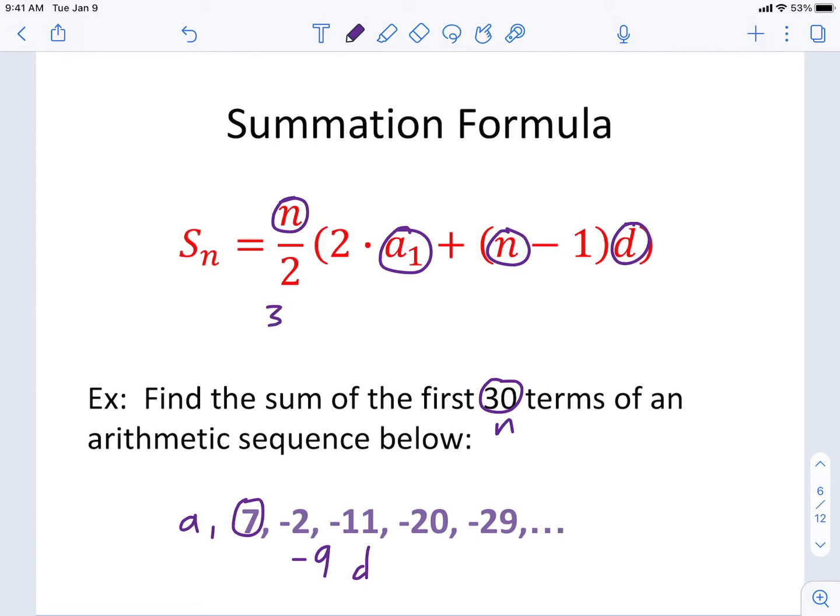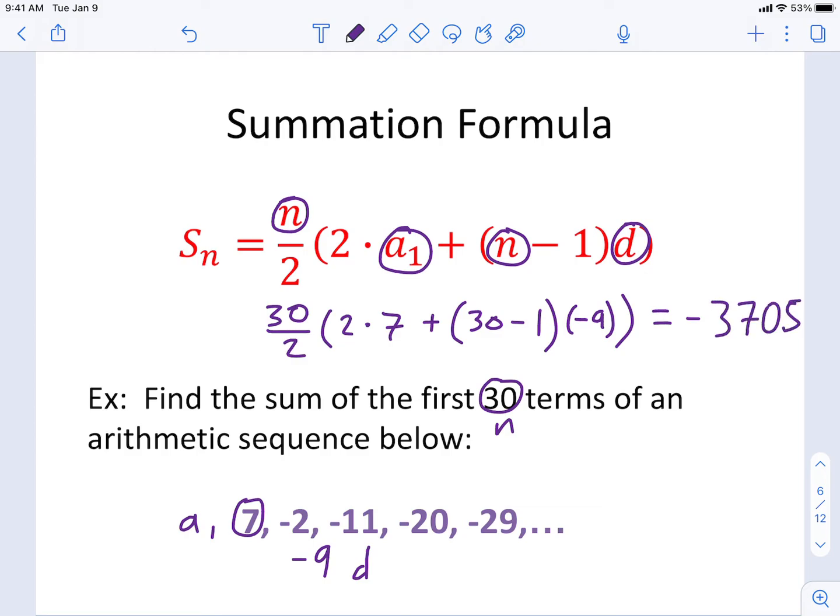It would look like 30 over 2, and then 2 times 7 plus, in parentheses, 30 minus 1, and then times the common difference, negative 9. Now I'm going to throw another little set of parentheses around that. I like to do that anytime it's a negative number, just to make sure that things don't get goofed up in the calculator. All right, plug all of that in, and you can do as much of this as you want by hand, break it down a little bit, and then plug it into your calculator is not a bad way to go, and we get negative 3,705.